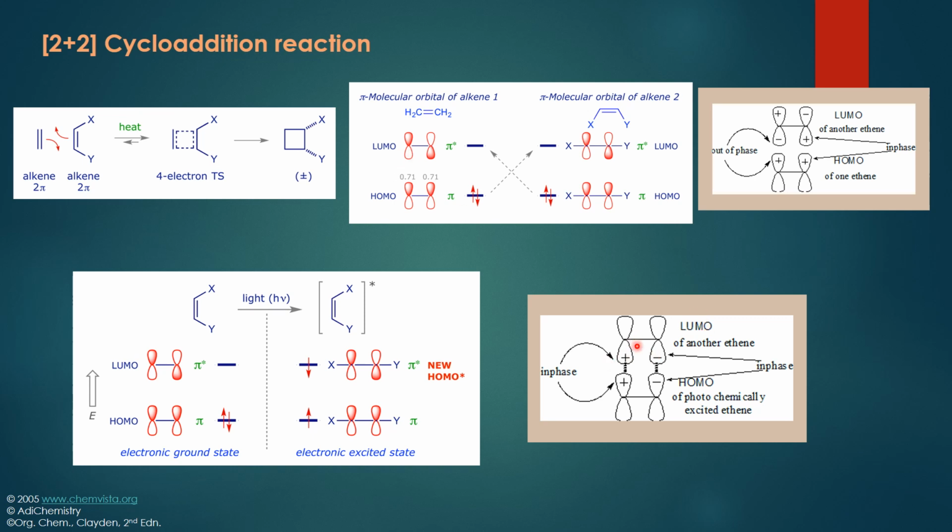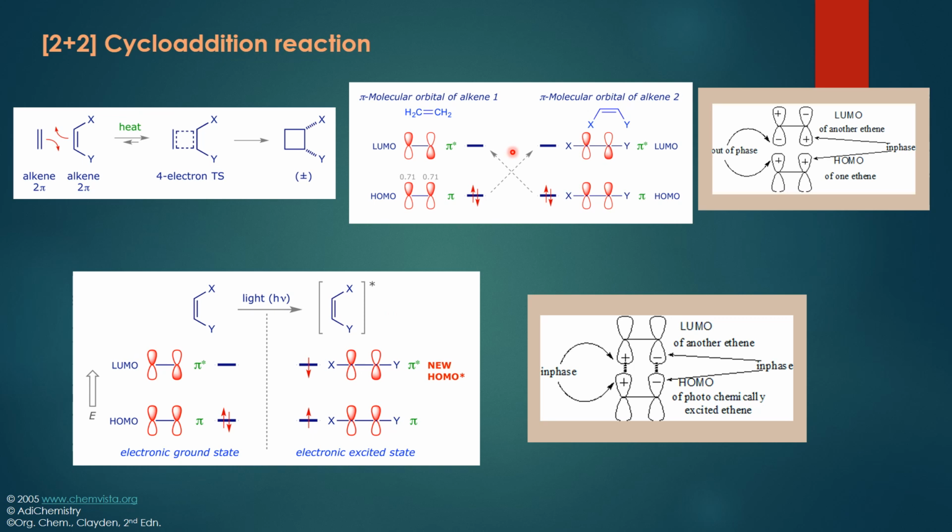This also has one node. So in the photochemical excited state, the new HOMO of the excited alkene and the LUMO of the unexcited alkene both have one node. So when these both interact, they are in phase, and this reaction proceeds smoothly. And that is why the 2 plus 2 cycloaddition reaction is favorable under photochemical conditions only.